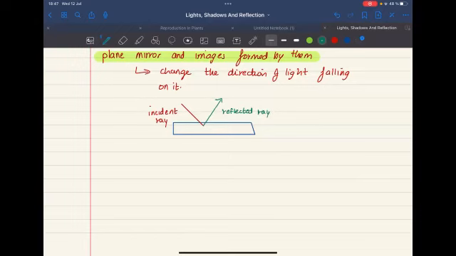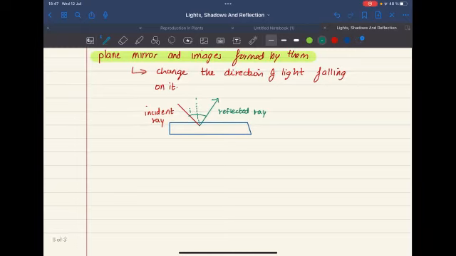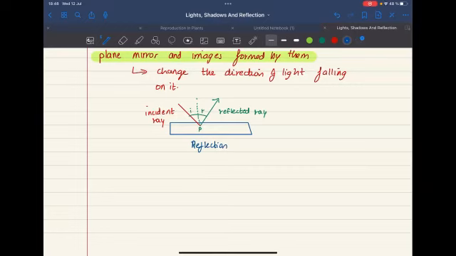Okay, so you can see that it is changing the angle. There is an angle being formed over here. This is called the incident angle. This is called the reflected angle. This is the plane mirror. This is the phenomenon of reflection. This reflection basically enables us to see the image.